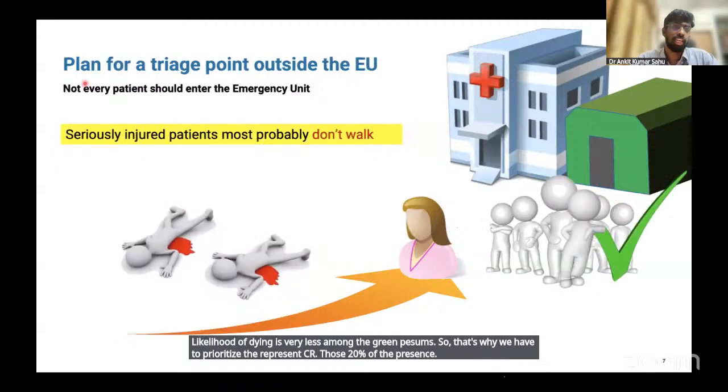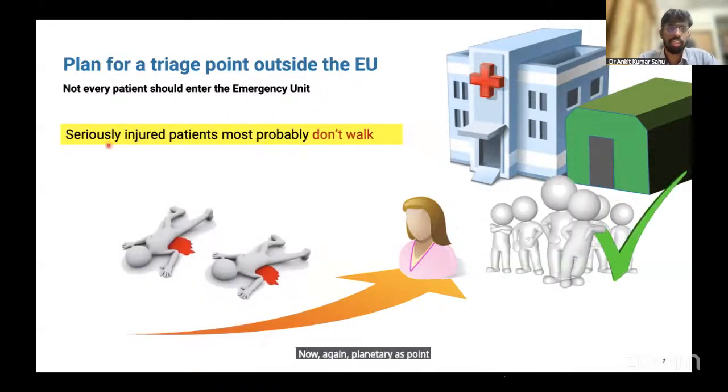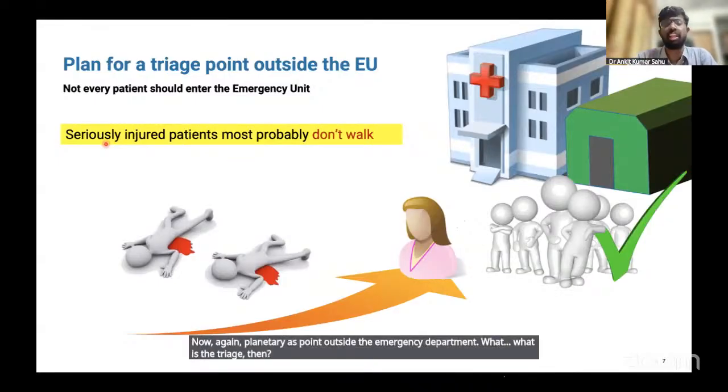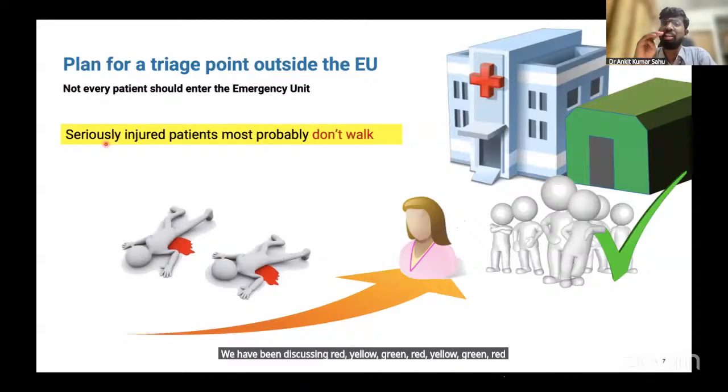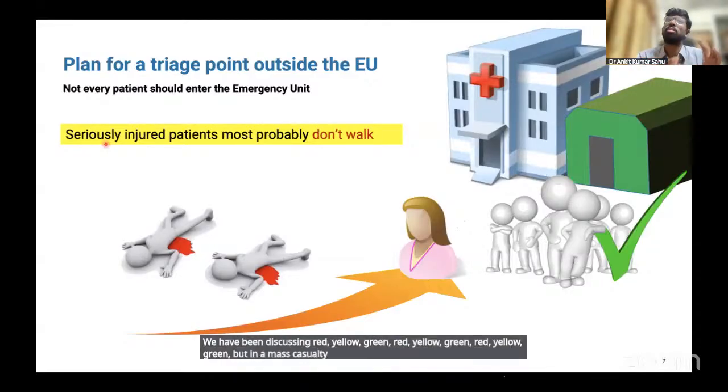Now, again, plan a triage point outside the emergency department. What is the triage then? We have been discussing red, yellow, green, red, yellow, green. But in mass casualty management, I am giving a different concept: that you have to do two-step triage.